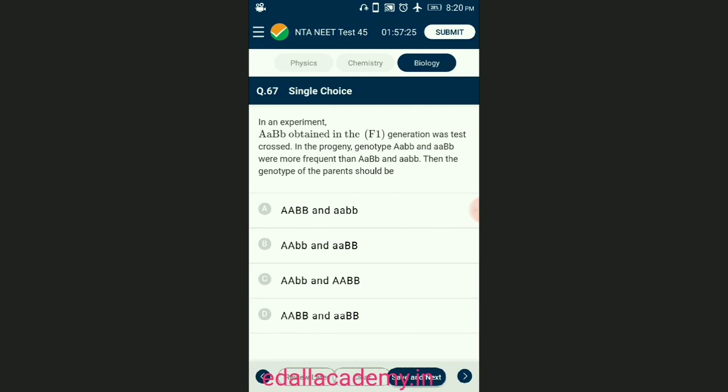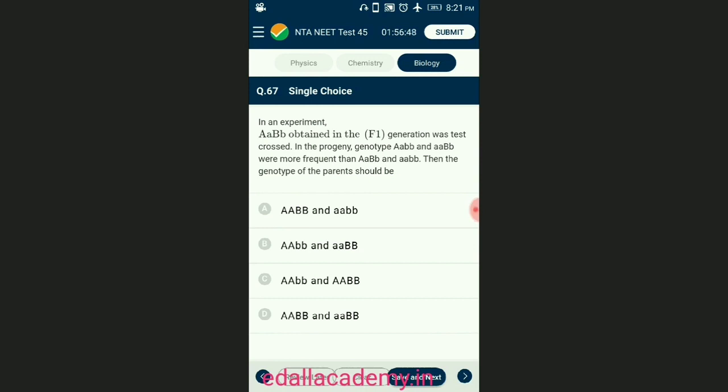In an experiment, capital A small a, capital B small b obtained in the F1 generation was test crossed. In the progeny, genotypes capital A small a small b small b and small a small a capital B small b were more frequent than capital A small a capital B small b and small a small a small b small b. Then the genotype of the parent should be... Since capital A small b and small a capital B are more frequent, it means in the parental condition dominant and recessive alleles are present together.